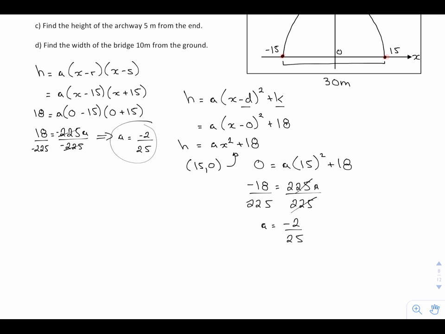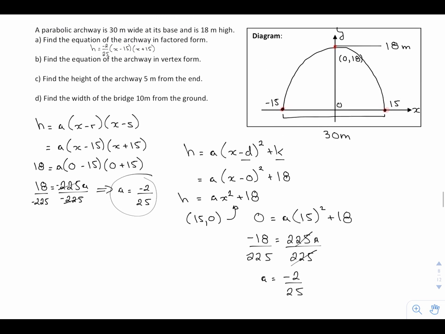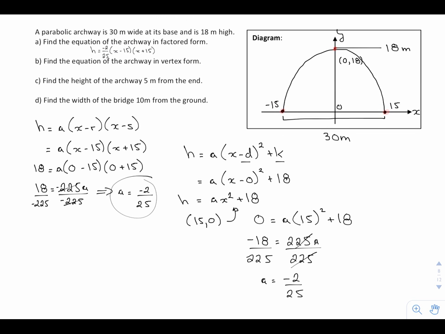I just did it to illustrate a point in that the a value, whether you're looking at vertex form, factored form, standard form, is always going to be the same. So this was unnecessary, but if we do it once, at least we can see why this is true.